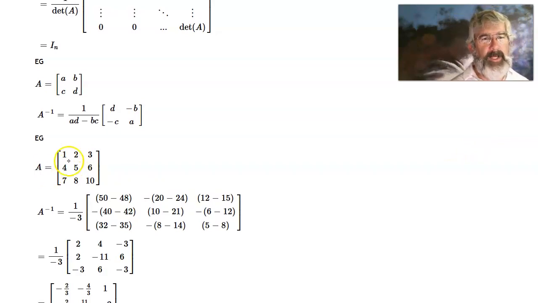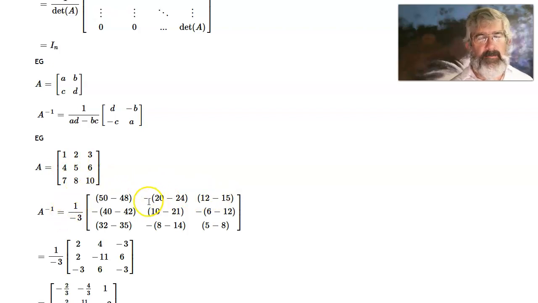But here's the one we had: 1, 2, 3, 4, 5, 6, 7, 8, 10. The determinant of that thing was -3. We calculated it up above. So 1 over -3, I'm calculating A inverse now. And now I just have to do the cofactors in the appropriate places to get the entries here. So first row, first column, cover up the first row, first column. The little 2 by 2 determinant I need is 50 minus 48. Now I'm going to work my way across the row, but I'm going to work my way down the column, right? Because I'm doing the transpose.